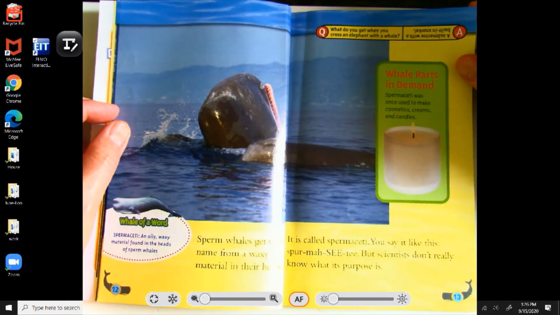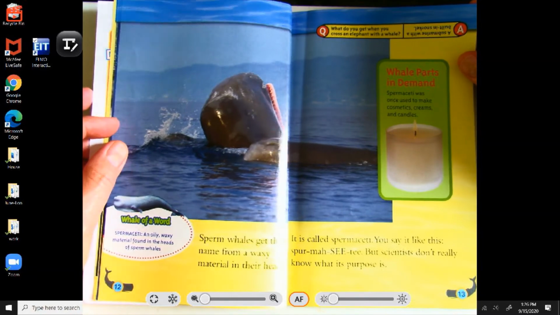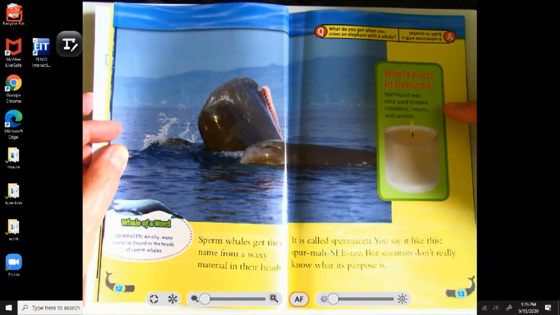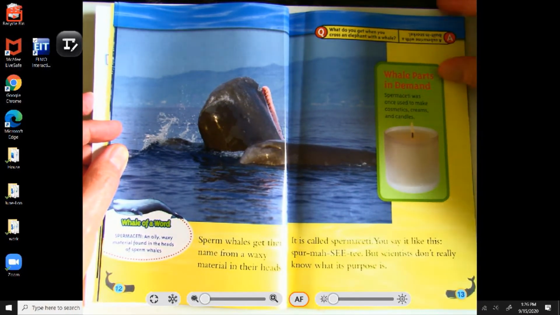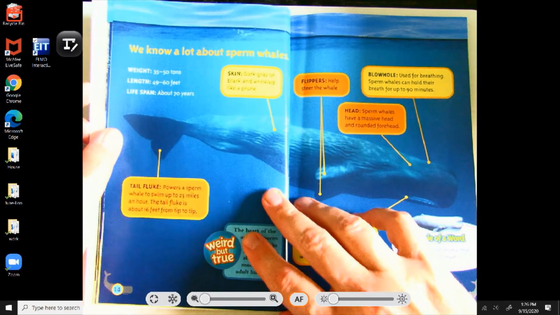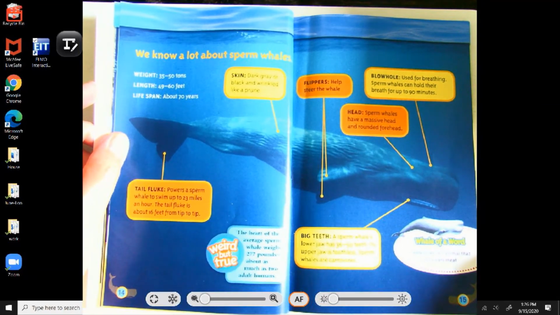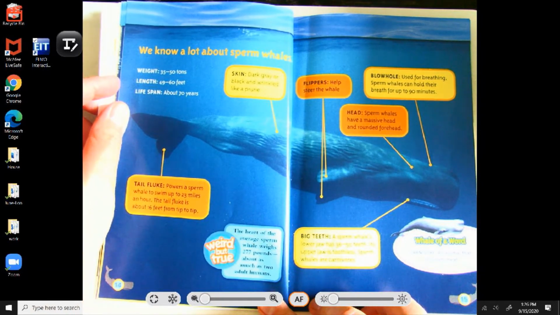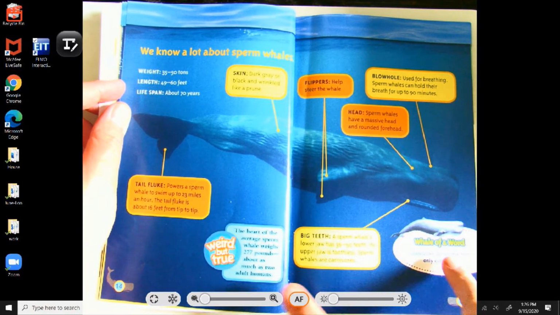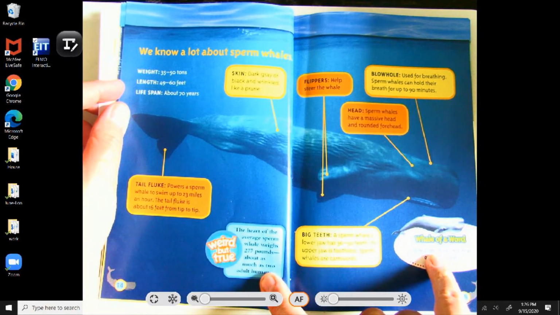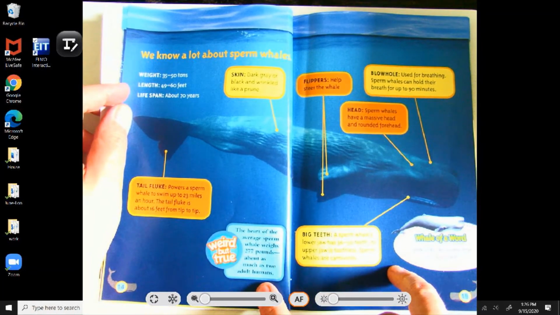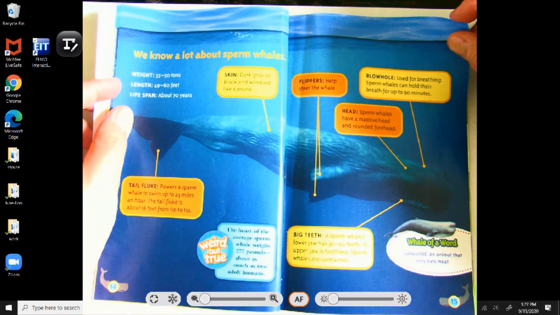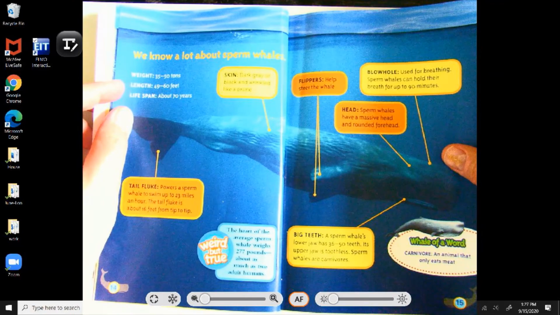Wow. So it seems, scholars, as we've been reading so far, that the text features seem to primarily be vocabulary words, fun fact kind of things, and jokes in this book. We know a lot about sperm whales. Oh, and I see 2 more text features. Scholars, I'm going to leave this one for you to read when we're finished today. So when you reread these pages, make sure you stop at this page and read about these facts about sperm whales.